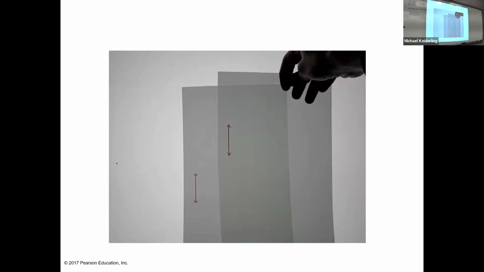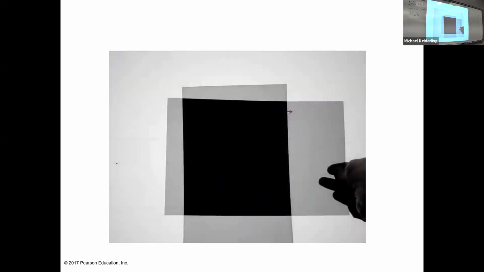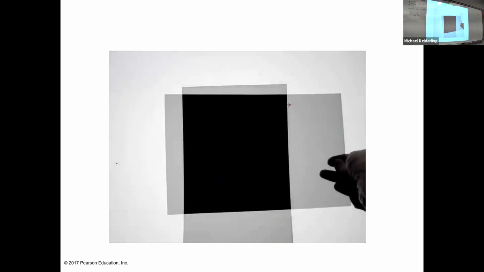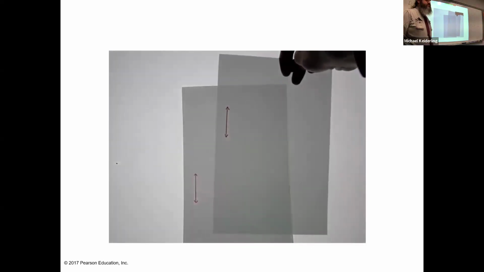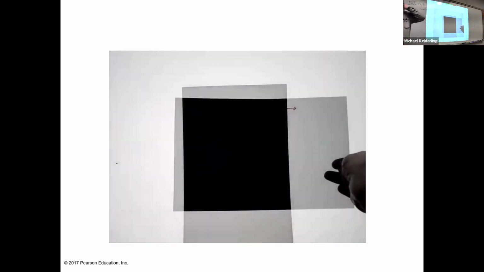Now, if I rotate the foreground polarizer, what will happen? Let's see. The first polarizer blocks the horizontal vibrations. The second blocks the vertical vibrations, so essentially no light gets through. I say essentially because the filters are not 100% perfect.